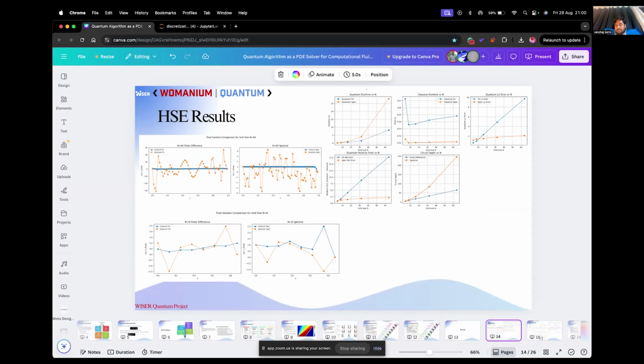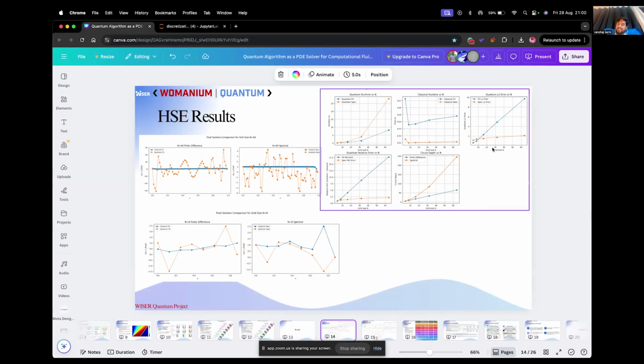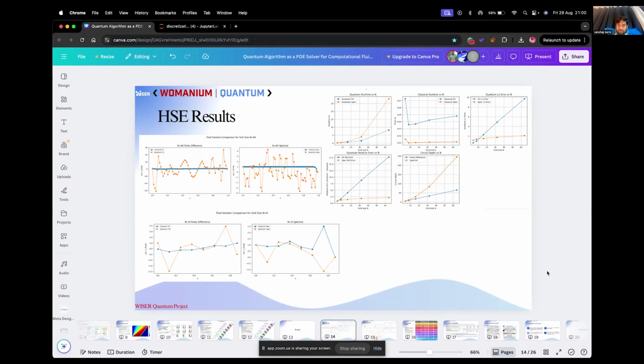Correct. That is what we also observed, that in both the HSC and QTN, spectral outperforms in the runtime, but the L2 error is a bit higher. Okay. Yeah. Thanks for this. Very good job. Thank you.